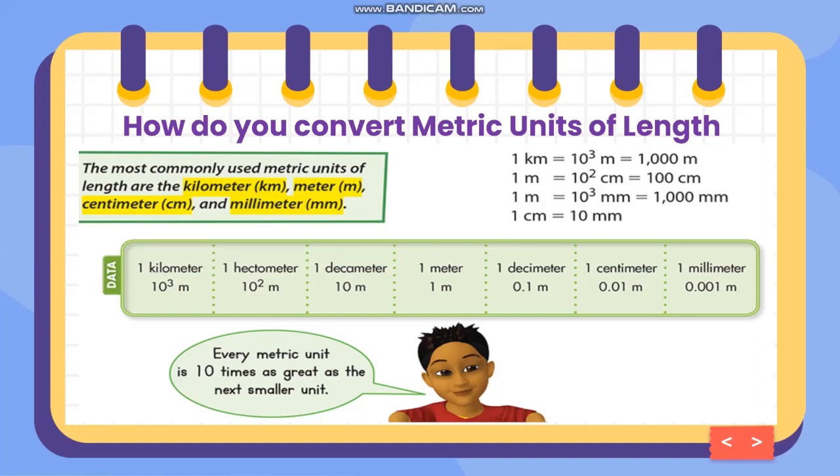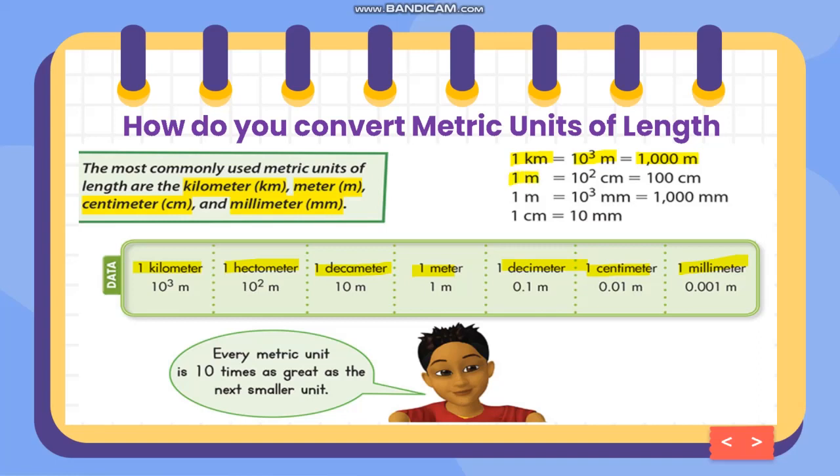How do you convert metric units of land? The most commonly used metric units of land are kilometer, meter, centimeter, and millimeter. So always remember this one: kilometer, hectometer, decameter, meter, decimeter, centimeter, and millimeter. In 1 kilometer, there is 10 cubic meter, or that is equivalent to 1,000 meter.